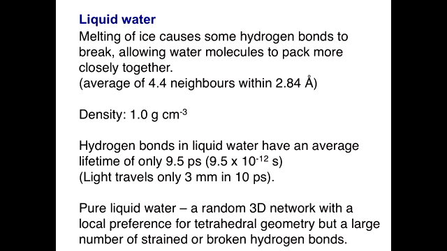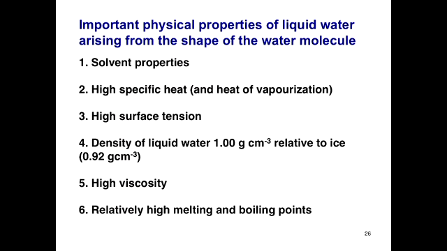Hydrogen bonds in water are being broken and formed very, very quickly. The lifetime of a hydrogen bond is about 9.5 picoseconds, 10 to the minus 12 of a second. Just to put that in perspective, light will only travel 3 millimetres in the time it takes to form and break a hydrogen bond. So this is happening at a very, very rapid rate. So pure liquid water is a random 3D network with a local preference for tetrahedral geometry.